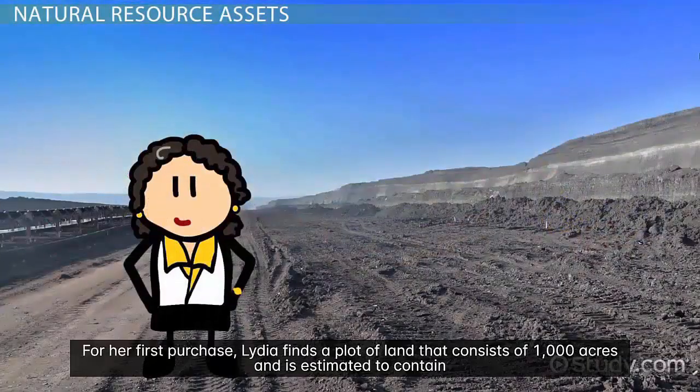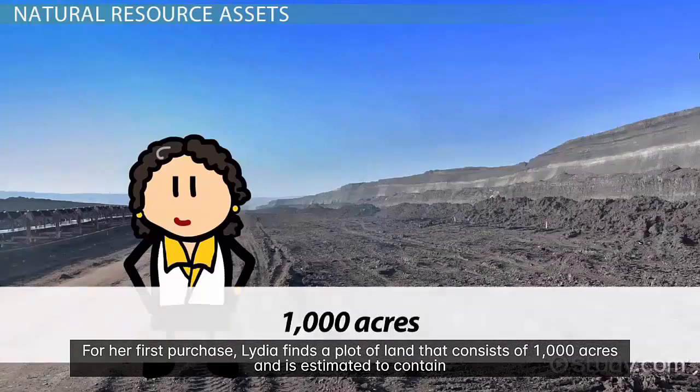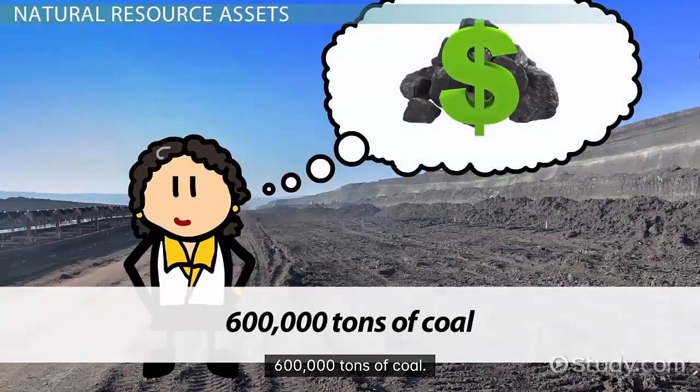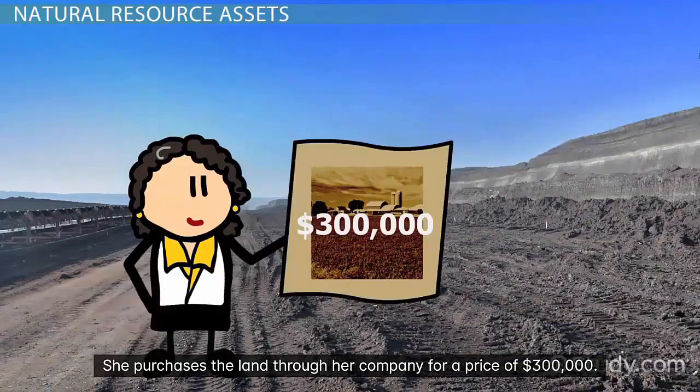For her first purchase, Lydia finds a plot of land that consists of 1,000 acres and is estimated to contain 600,000 tons of coal. She purchases the land through her company for a price of $300,000.